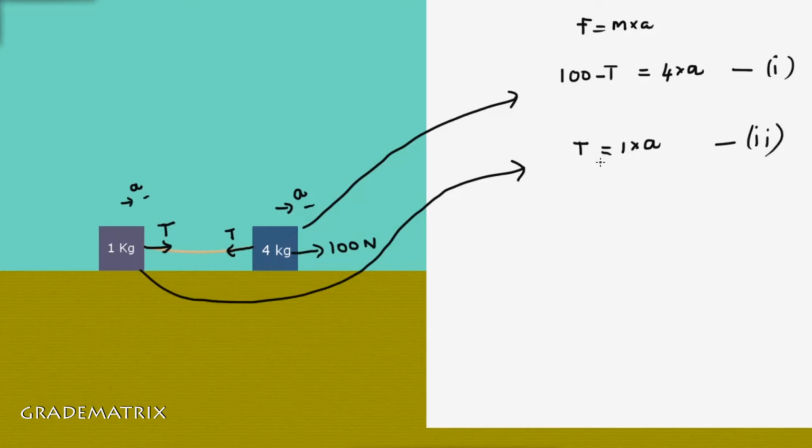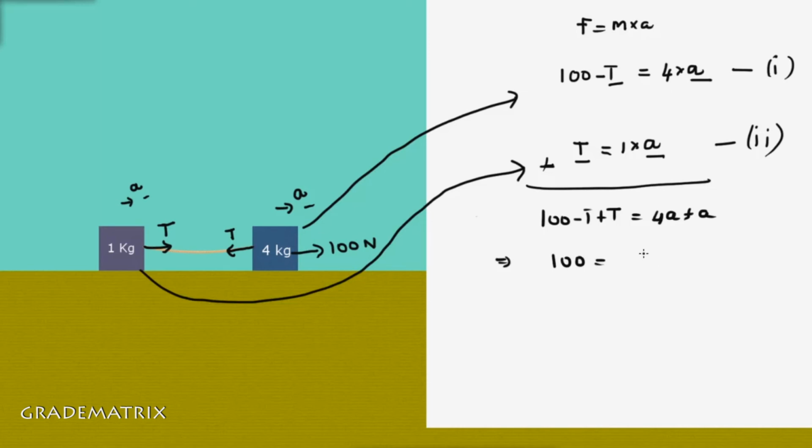Using these two equations, we need to find out our unknowns, that is acceleration A and also tension T. Okay, tension T and acceleration A. So how do we solve these two equations? We'll just simply add them. Okay, 1 plus 2. So we'll have the tension getting cancelled out. So we'll have 100 minus T plus T equal to 4A plus A. So that means 100 equal to 5A.